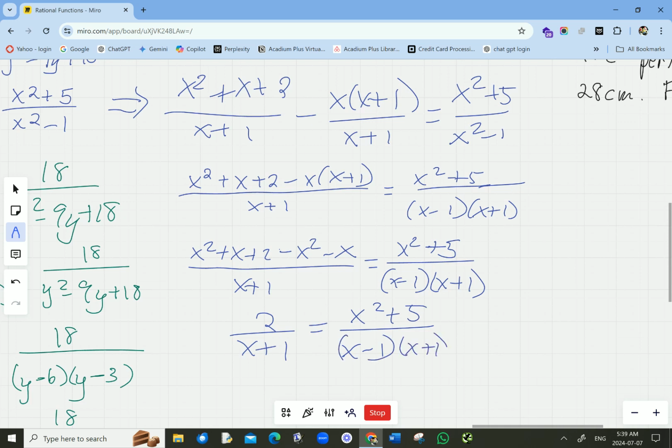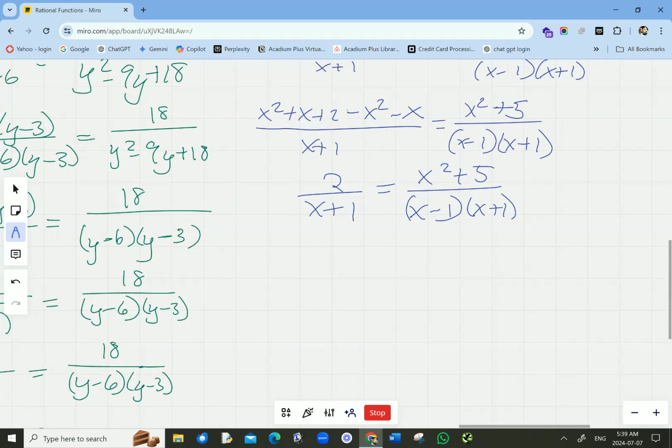Alright, now there's a couple of ways we can do this. We can cross multiply across the equal sign, or we can just move everything over to one side of the equal sign and go from there. So I'm going to do the latter. I'm going to move the right hand side over to the left hand side. So we have 2 over x plus 1 minus x squared plus 5 over x minus 1 times x plus 1, and that all equals 0.